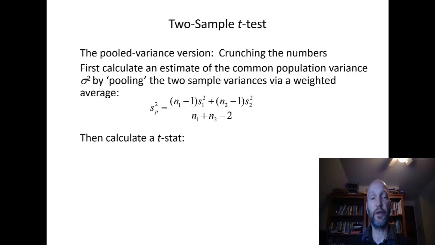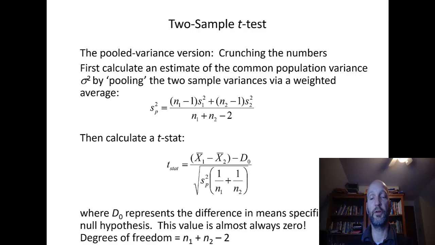Once we have the pooled variance, we can calculate a t-statistic, and we do that using this formula: x1 bar minus x2 bar minus the hypothesized difference in the means, and then we're going to divide that by the square root of S sub p squared times 1 over n1 plus 1 over n2.